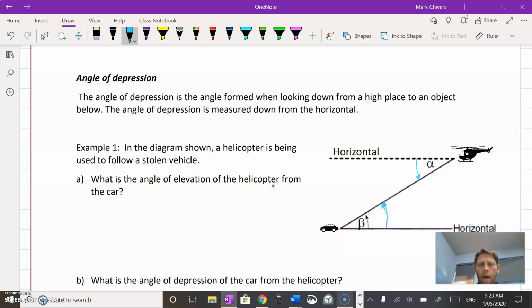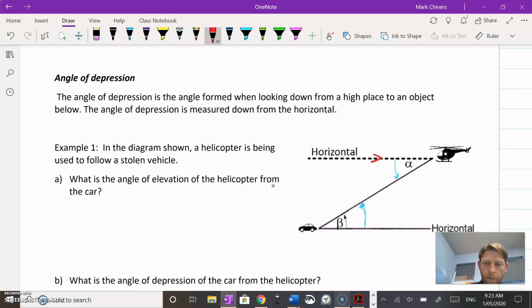Okay, so we just have to make sure we're aware of whether or not that angle falls within the triangle we're creating to solve the problem. And I also want to mention that the horizontal is always parallel to the horizontal. So the angle of elevation and the angle of depression will always be the same, because they are alternate angles on parallel lines.